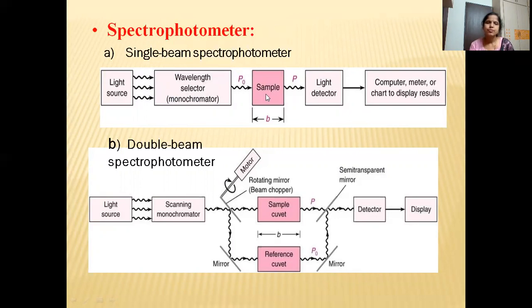It is passed on to the sample. The light is detected, and then we'll get the result. Whereas in a double beam spectrophotometer, the same thing, light sources, UV visible light sources can be used.